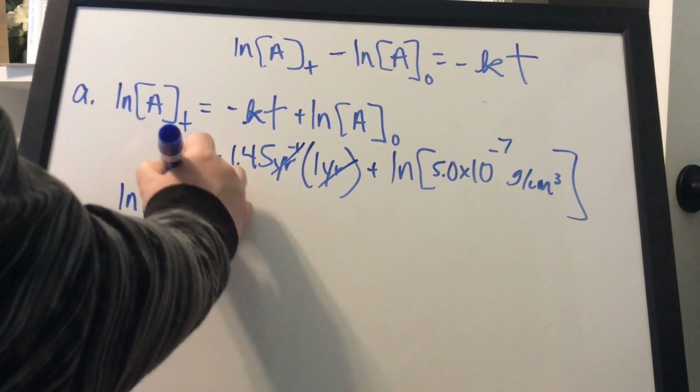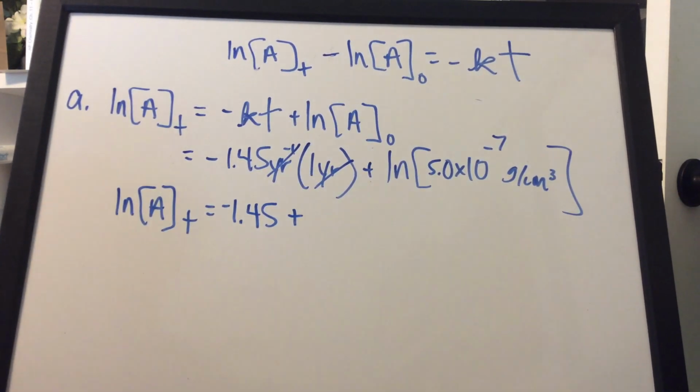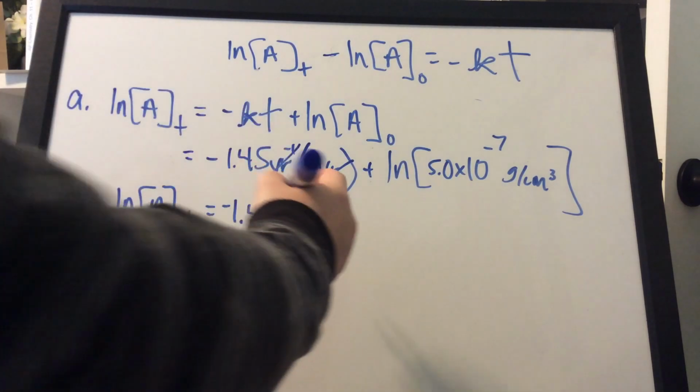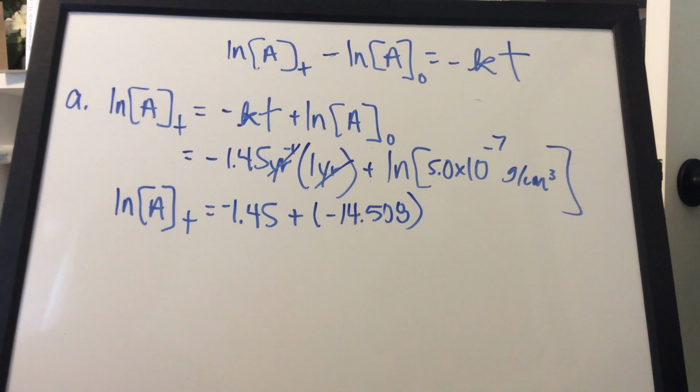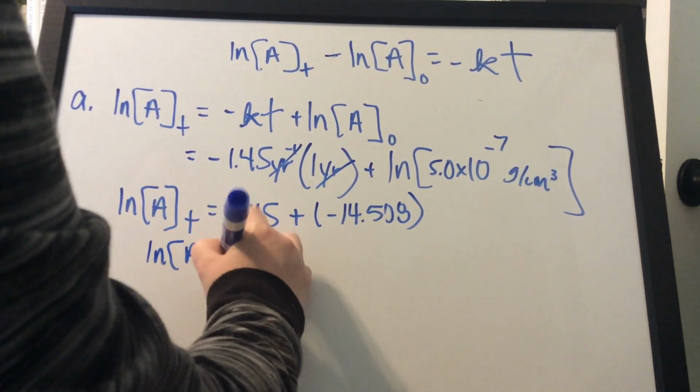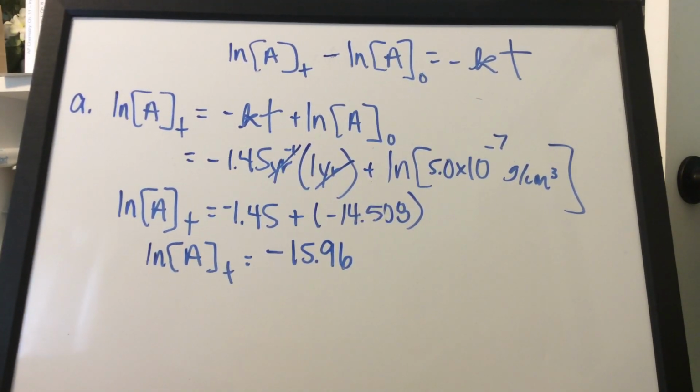The natural log of A at time t is negative 1.45 plus, I did not bring my calculator in here, so I don't know what that answer is. Here, let me see if my phone will do it. Let's see. 5.0 times 10 to the negative 7. Yeah, so that comes out to be negative 14 and some change, 508, blah, blah, blah. And then if I add those together, I get the natural log of A at time t is equal to negative 15.96 and some change. And you might be saying, what in the world?